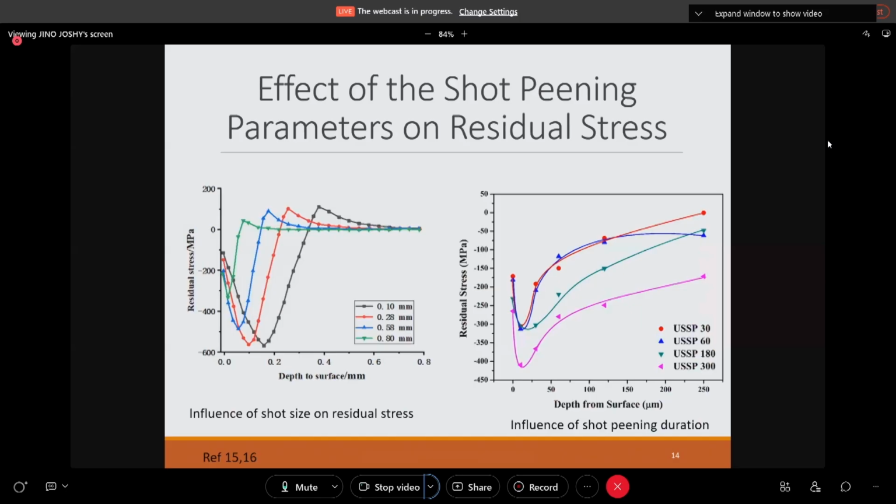On the adjacent image, they have seen the influence of shot peening duration on the residual stress. Here they also got a positive correlation. As the time, the duration, increases, the residual stress also increases. But the trend is that residual stress won't keep on increasing. Initially it increases, then it gets reduced. It won't increase monotonically.